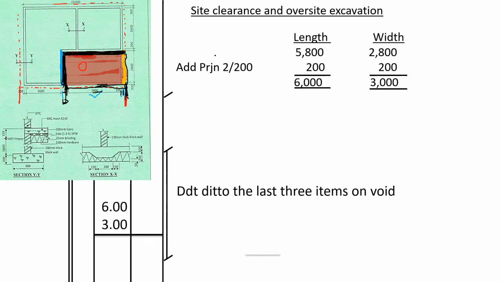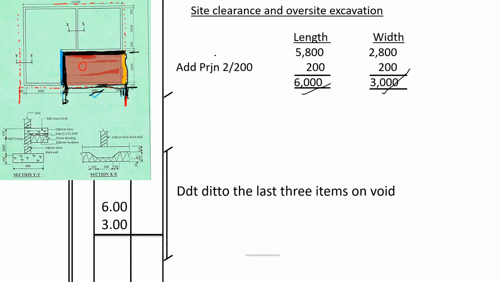So it shall be 5800, this one. We deduct 200 for the spread of the wall which is in blue. Then we add 200 for the thickness of the wall plus the spread of that imaginary wall we had added, 200. So we shall get 6000, and the width shall happen the same. We shall take 2800, we deduct 200 over here plus 200, then we add 200 here. So we shall get 3000. So it shall be 6 meters by 3 meters.